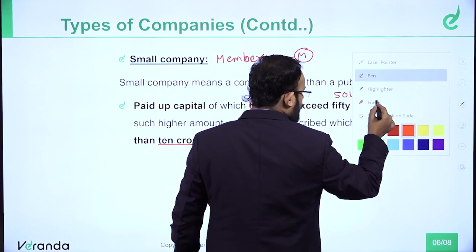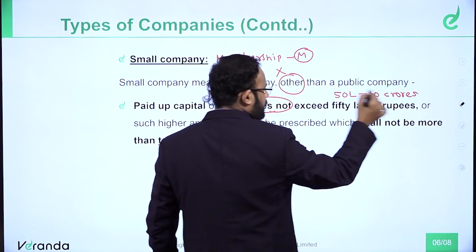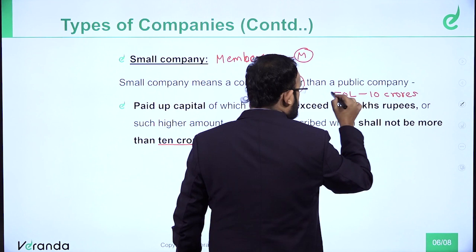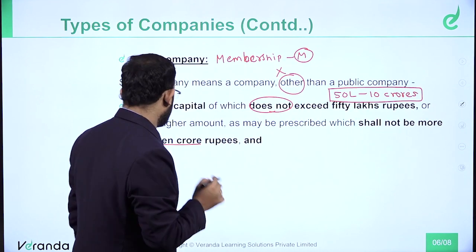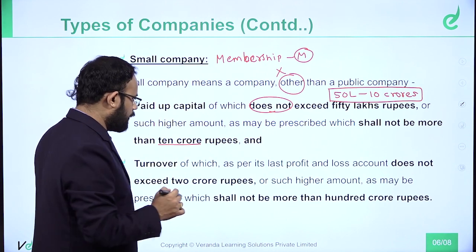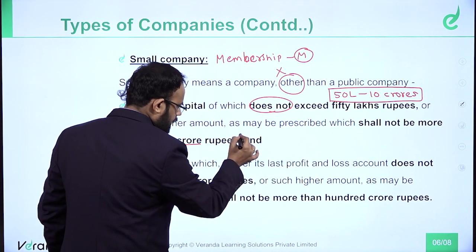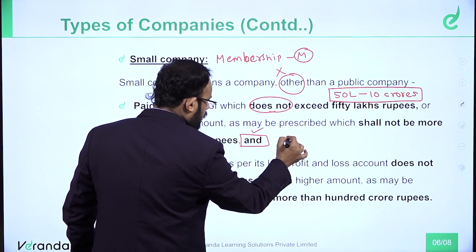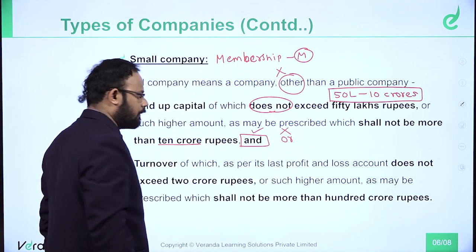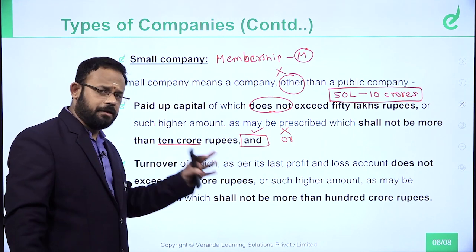Are we clear? So what am I doing? I am erasing this 10 crores since I am already writing it here itself. So 50 lakhs to 10 crores. Now the beauty is the next point, turnover. But before going to turnover, remember this condition. It is and, not or. It is an and condition, a collective condition.